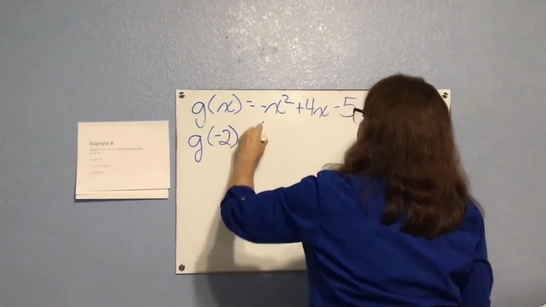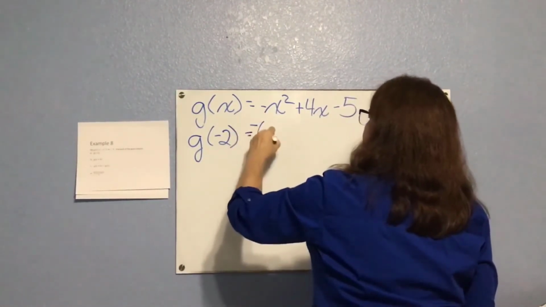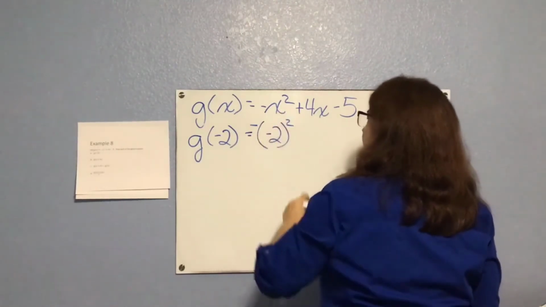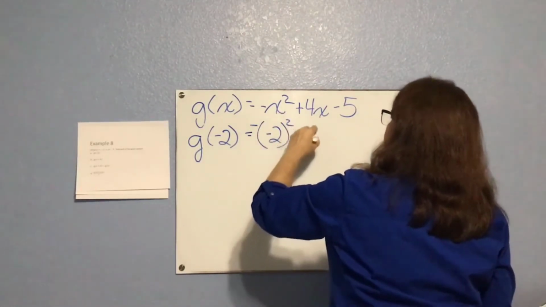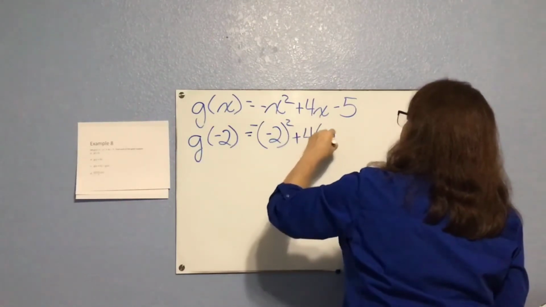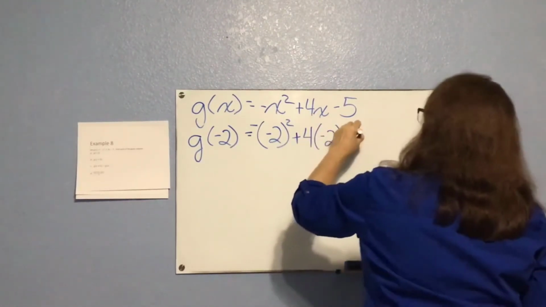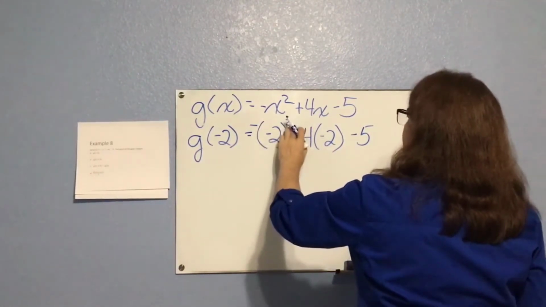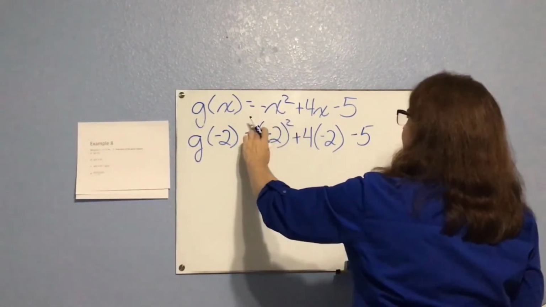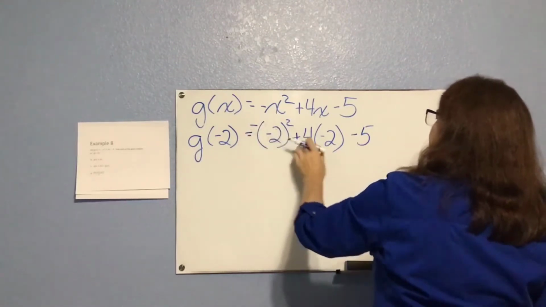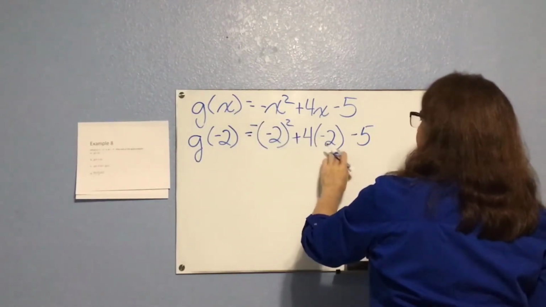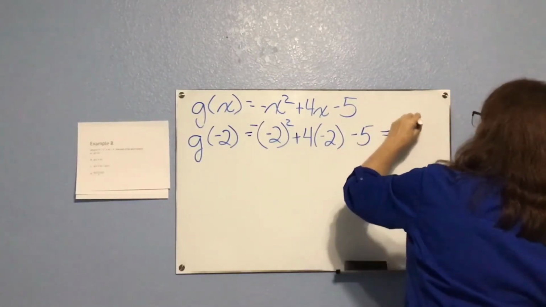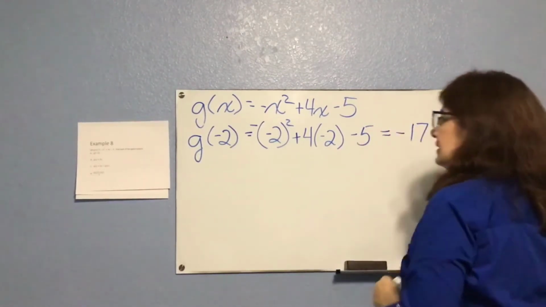So this is going to be -2 squared plus 4 times -2 minus 5. Well, -2 squared is going to be +4, but then I've got a negative out here. So I've got -4. This is -8, so a total of -12. And -5 gives me -17.